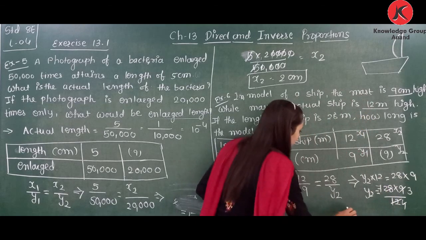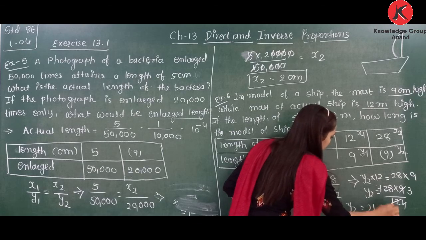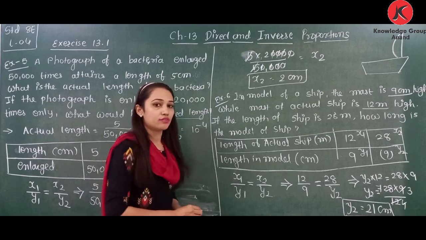So by 2 will be 21 centimeter. So the length of the sheet in the model will be 21 centimeter.